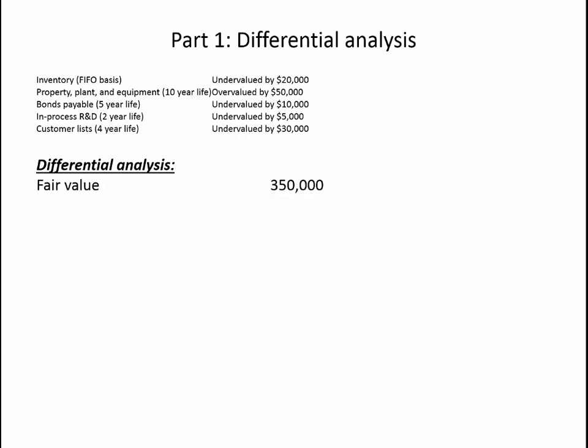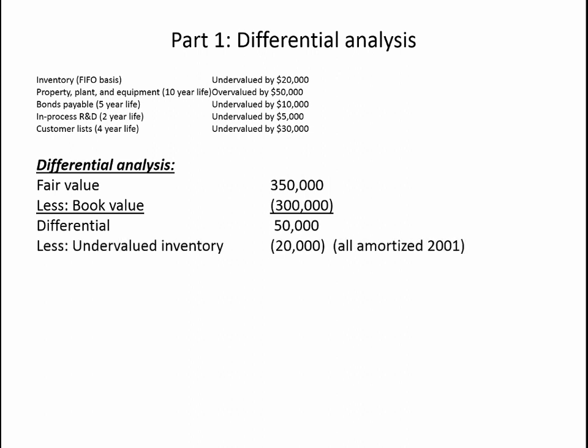So for the differential analysis, we start with the fair value of the subsidiary on date of acquisition, subtract out the book value, and that gives us our $50,000 differential. Again, this means that Little is worth $50,000 more than book value, and the question is what explains that $50,000 of additional value? And so we'll just run through the list.